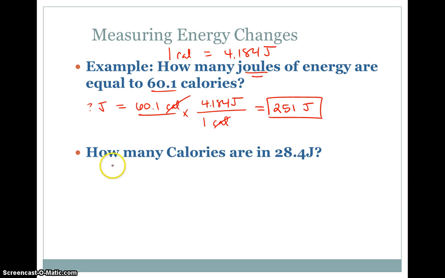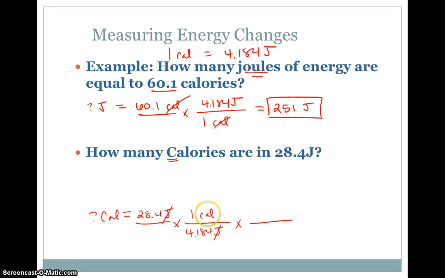The second example, we don't want to know how many little calories there are, we want to know how many big capital chemistry calories there are in 28.4 joules. So we're going to go ahead and set up a similar conversion problem. I want to know how many big food calories are equal to 28.4 joules. This time, since I'm starting with joules, they have to go on the bottom, so my 4.184 joules goes on the bottom, and my one small chemistry calorie goes on top.